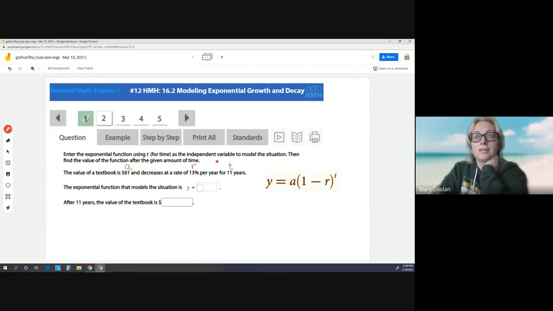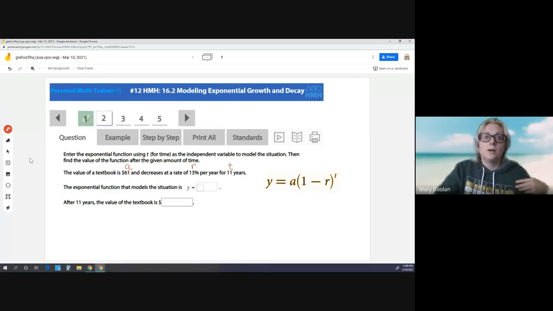Then we're going to plug the ones into this equation here. So for just the exponential function for the situation, it doesn't want you to plug in the value of t. You don't plug in t until the second part when it says after 11 years. Because what we're doing in this first step is writing an exponential function that'll work for any amount of years.